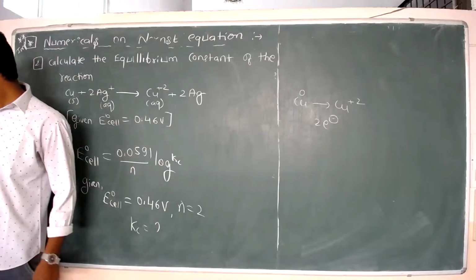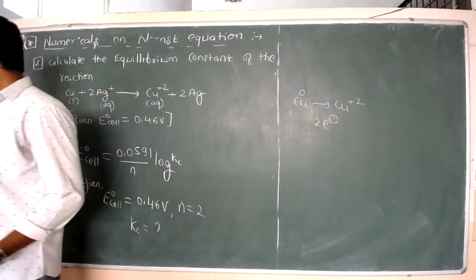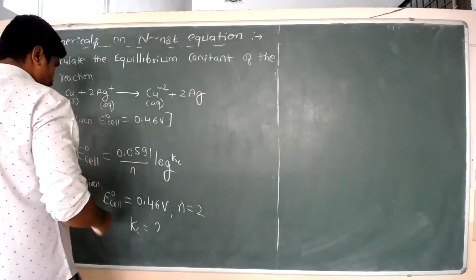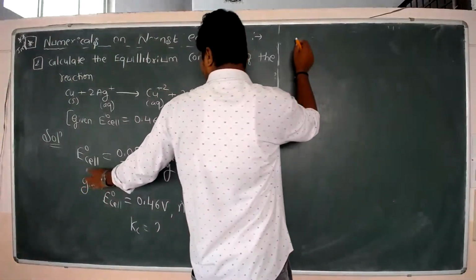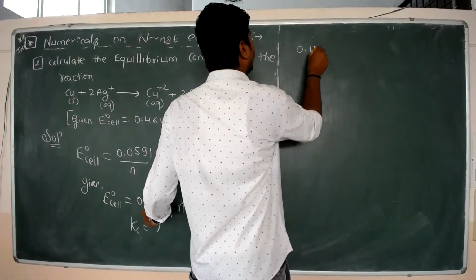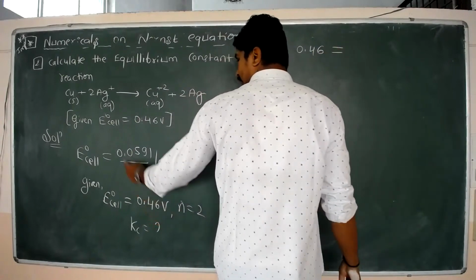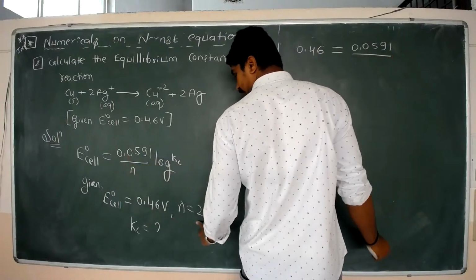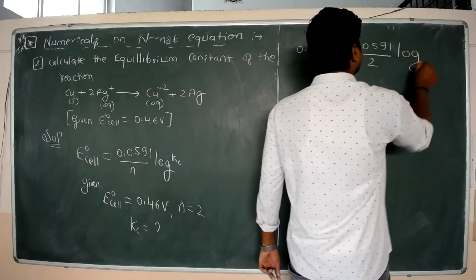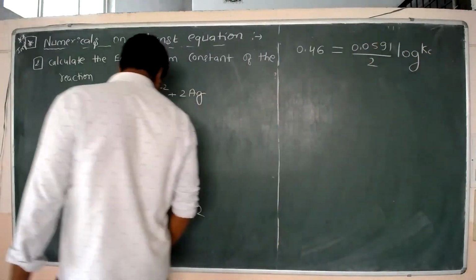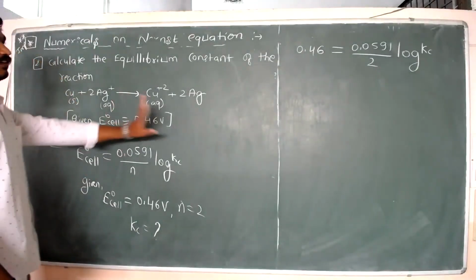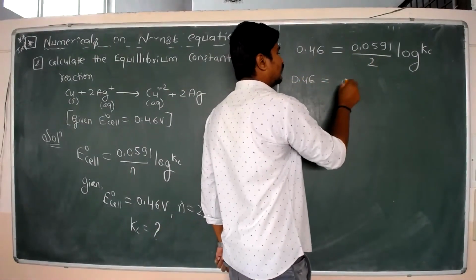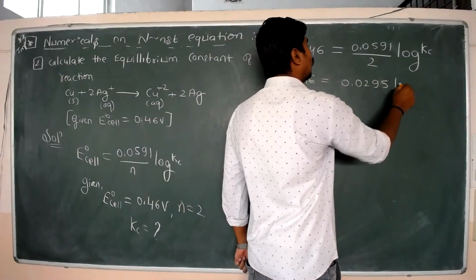Now we will see. Put the values. E naught of cell is 0.46 volt, equal to 0.0591 divided by n, and the value of n here is 2, times log of Kc. Kc is not given, so we have to calculate it. Now just try to solve this. 0.46 equals this value divided by 2, that is 0.0295 log Kc.